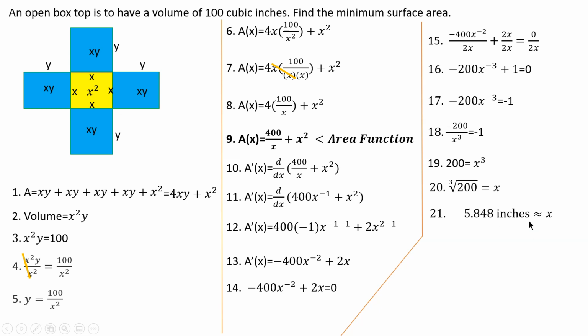Now, once you know that this is the value of x that minimizes the area function, what you want to do is actually find that area, and you do that by taking that approximation and plugging into step 9, which represents the actual area function in terms of x only. So it's going to give me, at step 22 down below, A of 5.848 equals 400 divided by 5.848 plus 5.848 squared, and that is approximately 102.6 inches squared. That is the estimate of the smallest area you can find, given that the volume is 100 cubic inches.